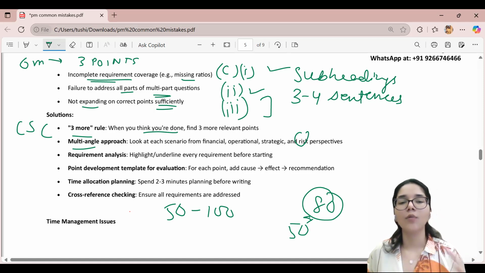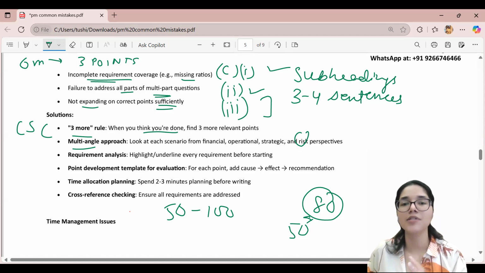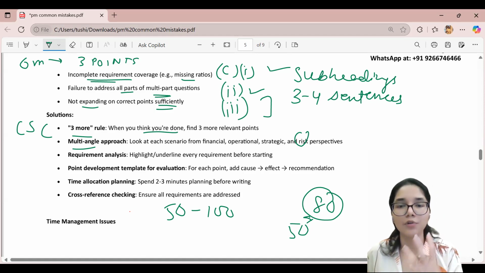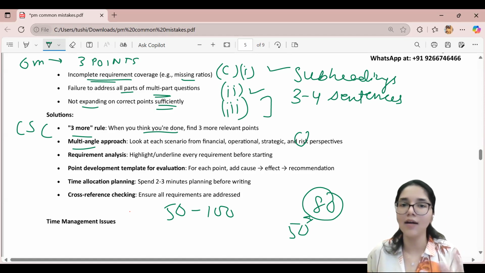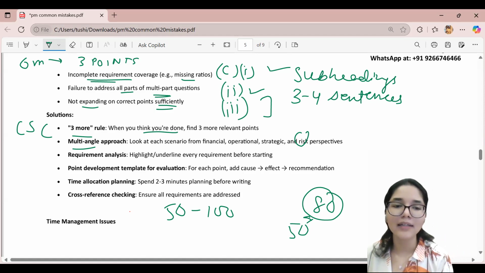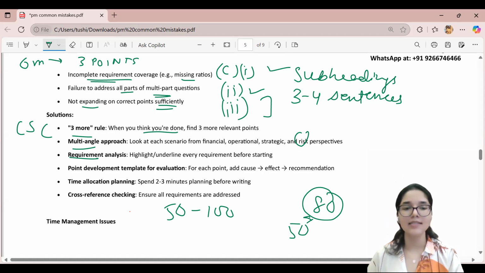So whenever a requirement is asking you, try to think 360, from each and every possible perspective. That will help you write an answer which is balanced, more analytical, and helps you secure more of the marks that are available. Another thing is requirement analysis. This is something which is very important.